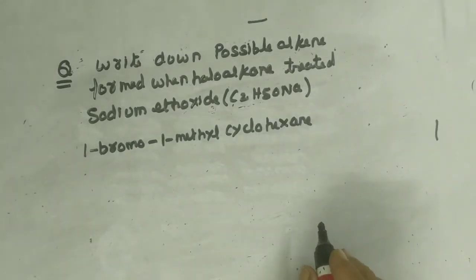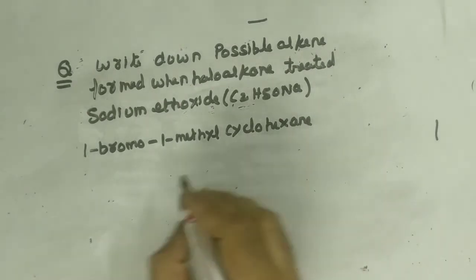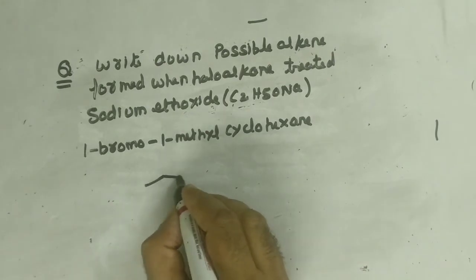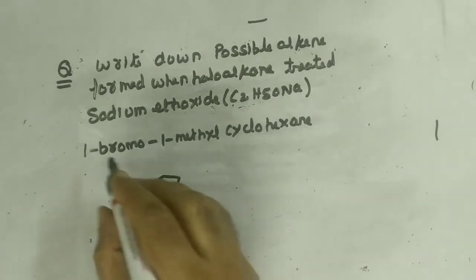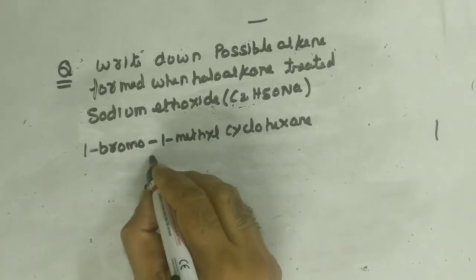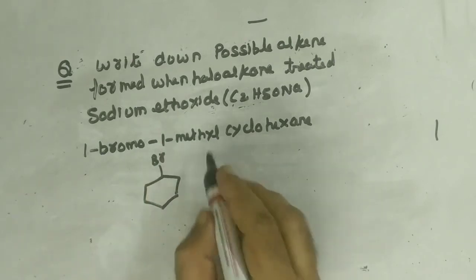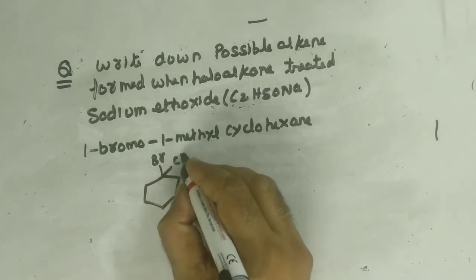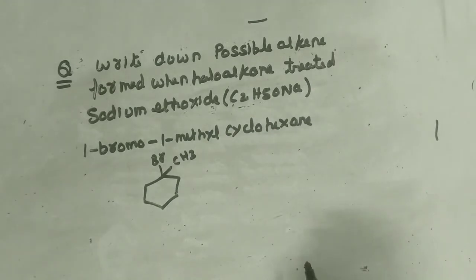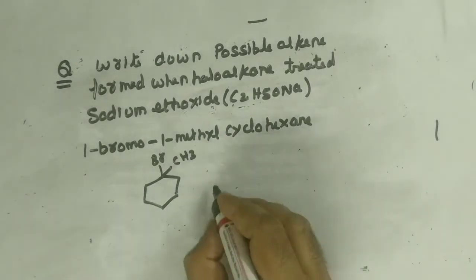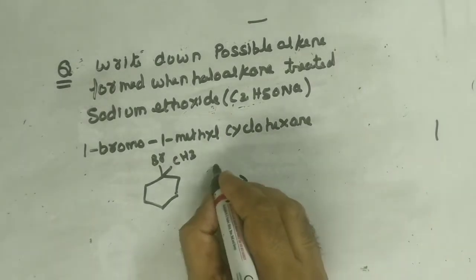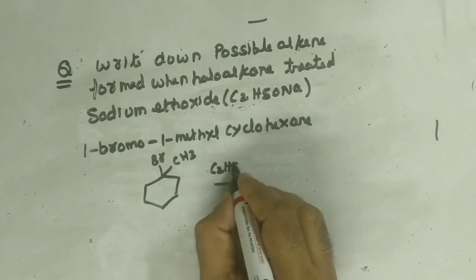So let us react with sodium ethoxide. First of all, we have to draw the structure. Cyclohexane, you know what is cyclohexane? This is cyclohexane. First position bromine, so we have Br. First position we have a methyl group also, so we can put CH3. So this is your 1-bromo-1-methylcyclohexane, and we need to react it with C2H5ONa, sodium ethoxide.